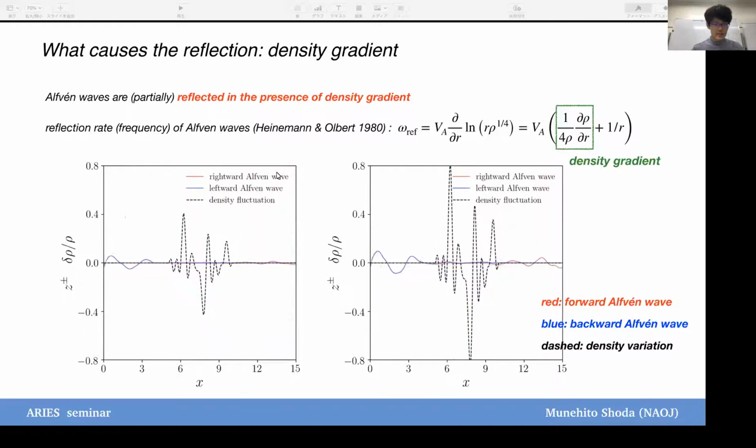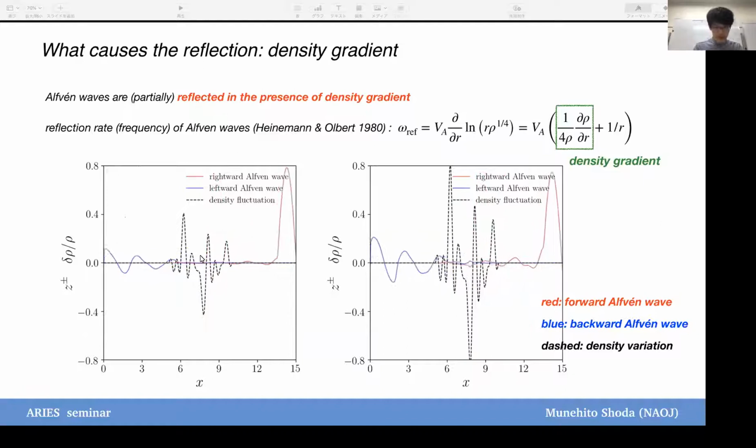So what I'm showing you in the bottom two animations are the demonstrations of the Alfvén wave reflection. The red solid line corresponds to the rightward or forward going Alfvén wave, and the blue solid line corresponds to the backward Alfvén wave. And this black dashed line shows the density fluctuation.